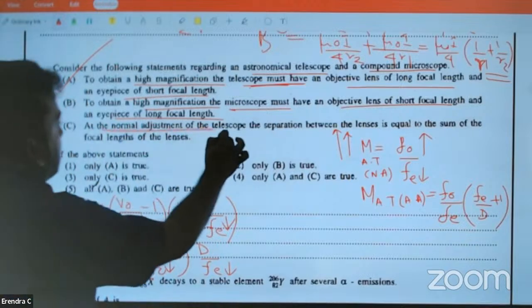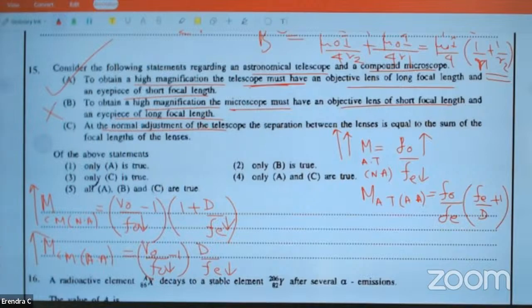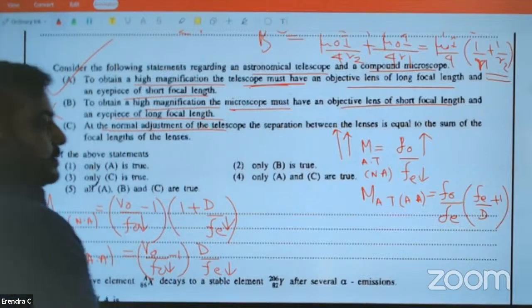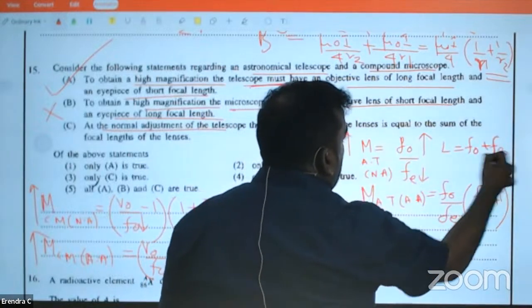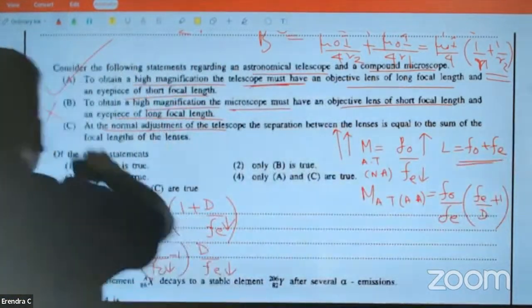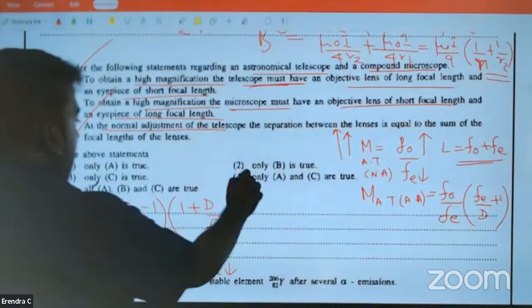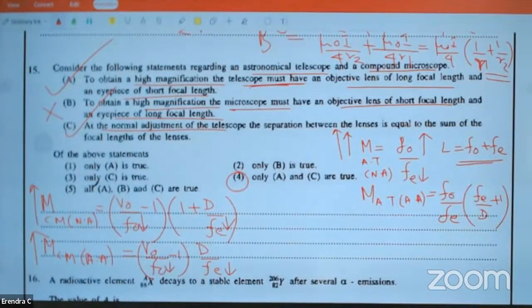At normal adjustment, the separation of the telescope is equal to the sum. Correct. Normal adjustment, length of the telescope is F naught plus Fe. So C is correct. A and C are correct, which means answer number 4.